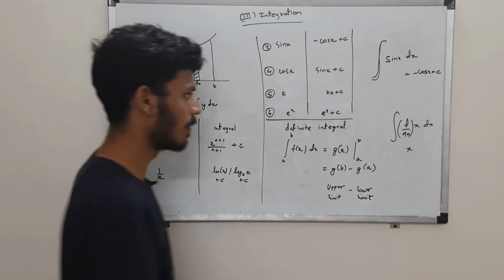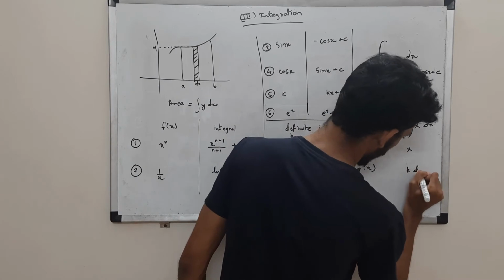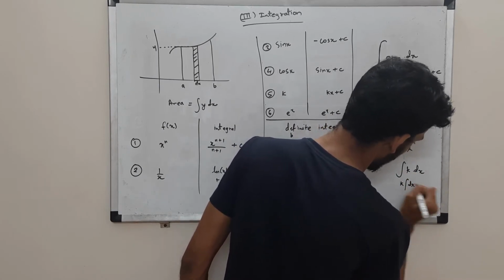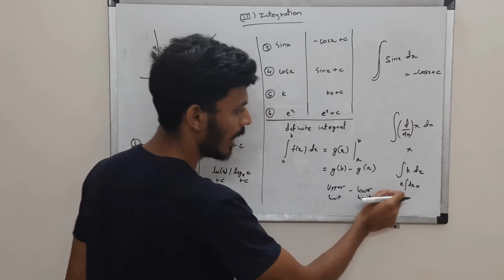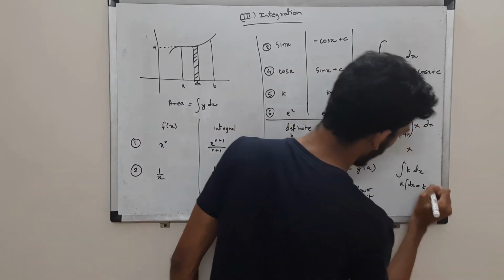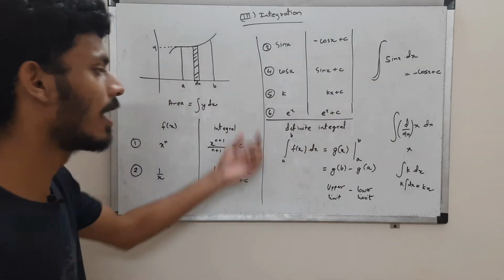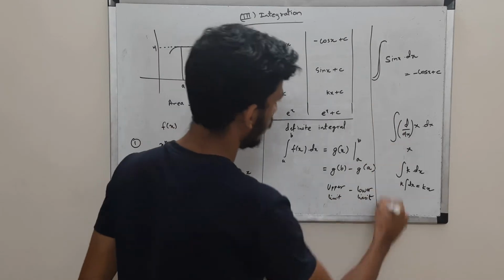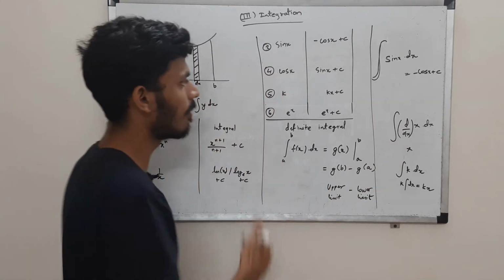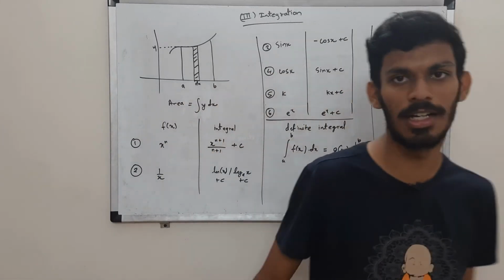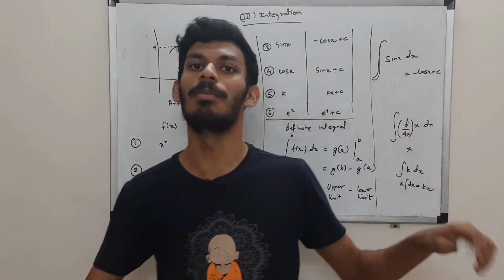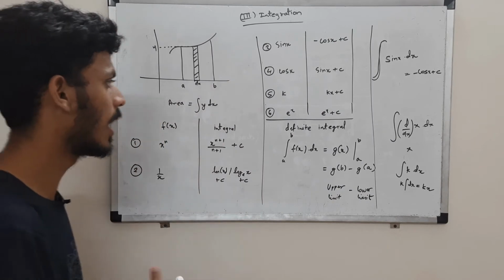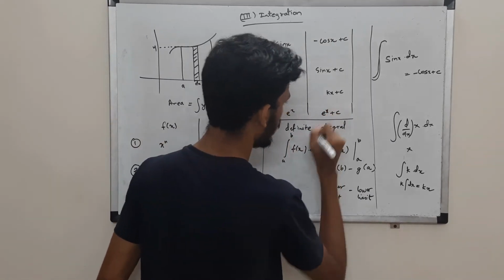Integration of k dx: if you have something like k dx, dx is always there. Without dx the integration does not make sense. You can take the k outside and the integration of dx will be nothing but x. So it is kx plus c. Of course there is a constant of integration. Now finally e to the power x, a very special function: derivative same, integration also same, the only difference being the constant. So the integral of e raised to the power x is e raised to the power x plus c.